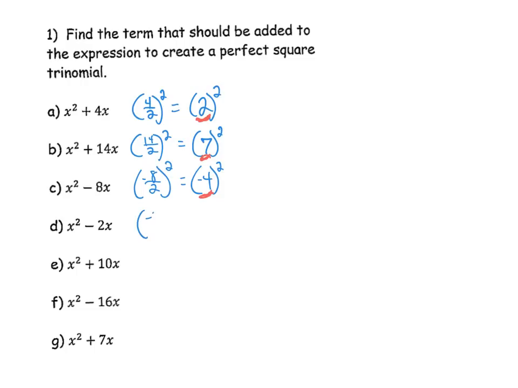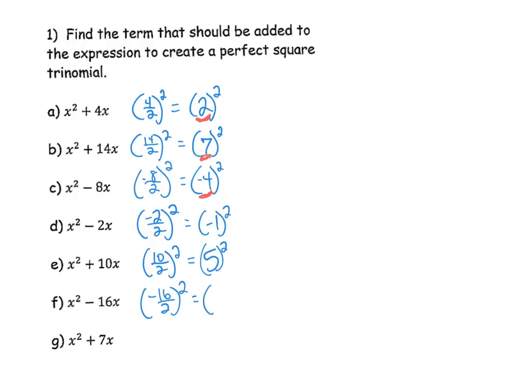D. Negative 1 squared. E. 10 divided by 2 squared. 5 squared. F. Negative 16 divided by 2 squared. Negative 8 squared.